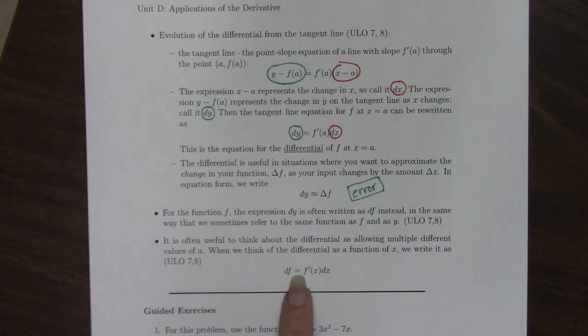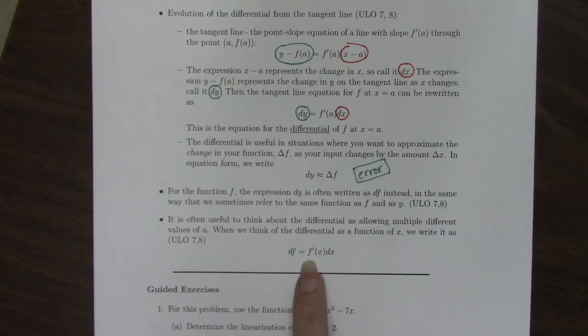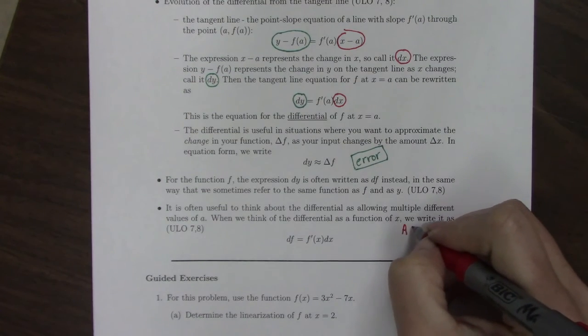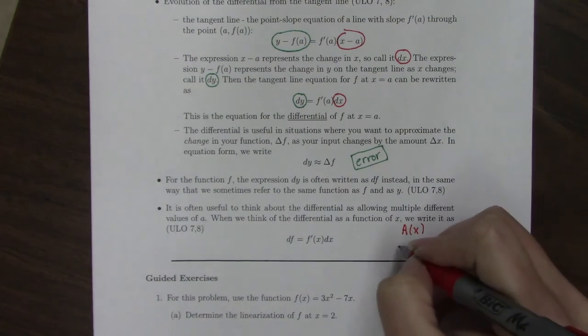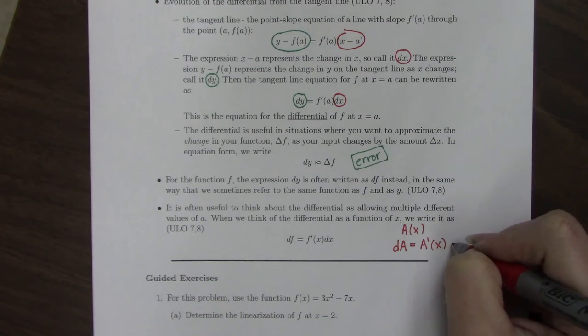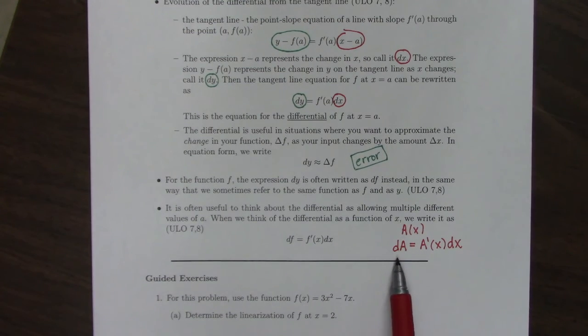It's often useful to think about the differential as allowing multiple different values of a. When we think of the differential as a function of x, we write it in the following way. If I have a function f of x, I write the differential as df equals f prime of x dx. This notation is applicable for any named function that we have. If I have a function A of x, so I might be measuring area, then the differential would be written as dA equals A prime of x dx. So d, name of function, derivative of function, d, input variable.